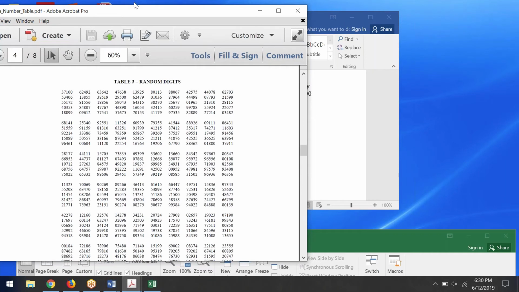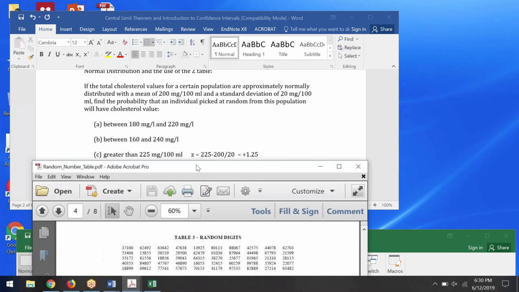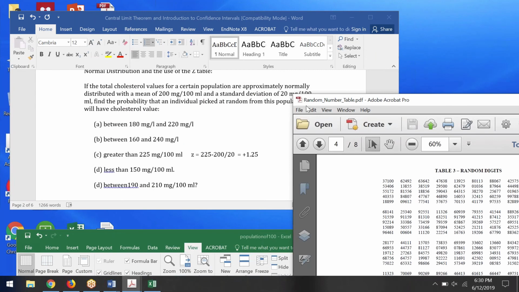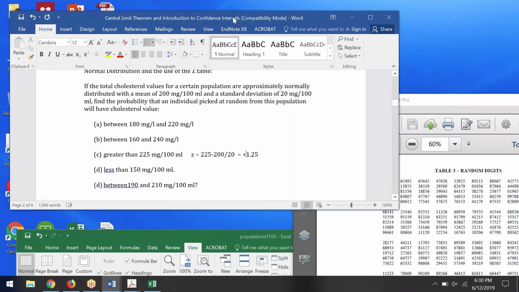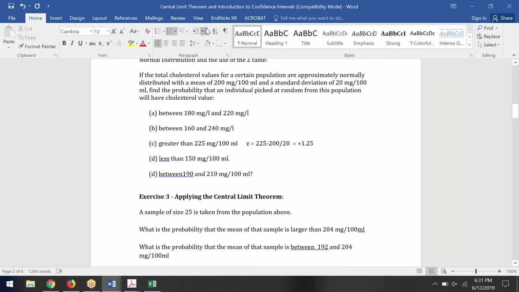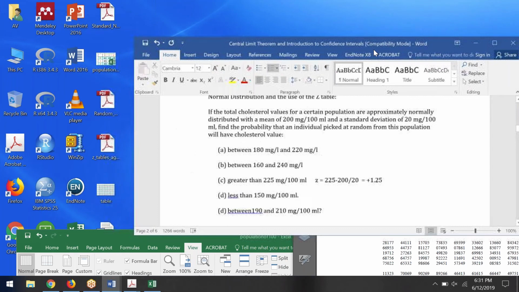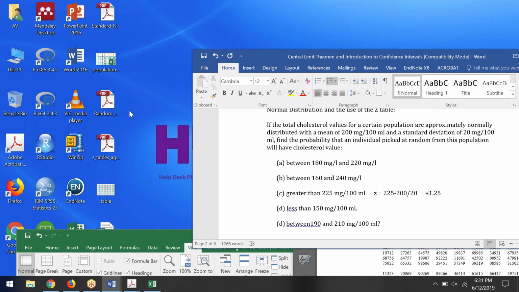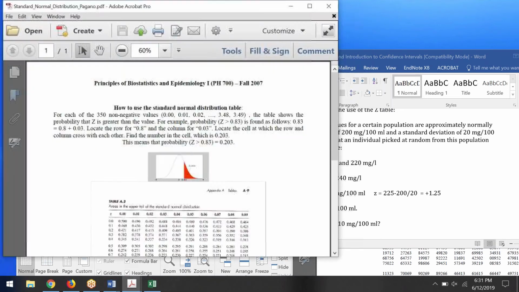Table. See if I still have it open. Here we go. Nope, that's not the one I want. Okay, I'm going to come back to this one.